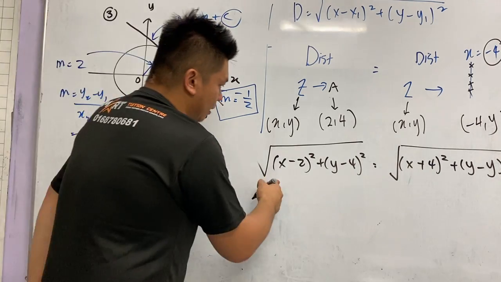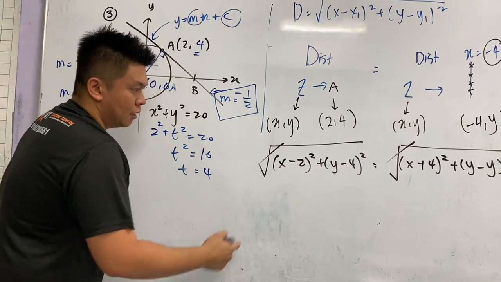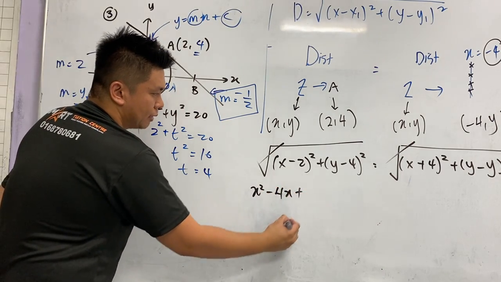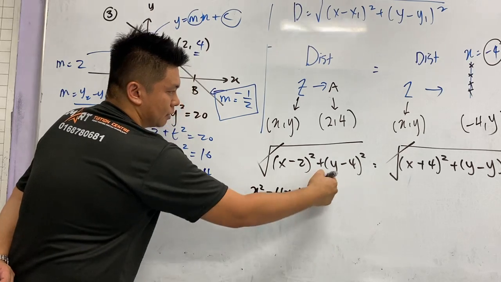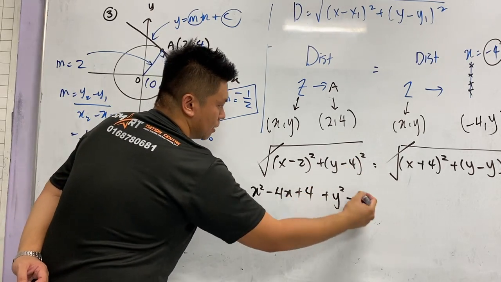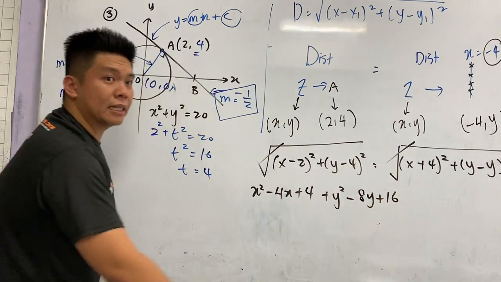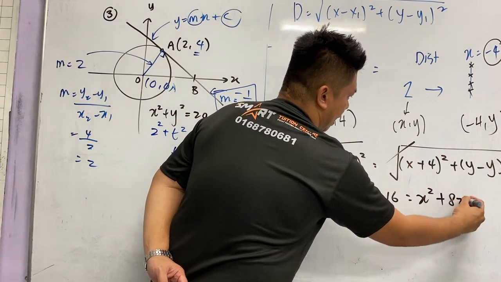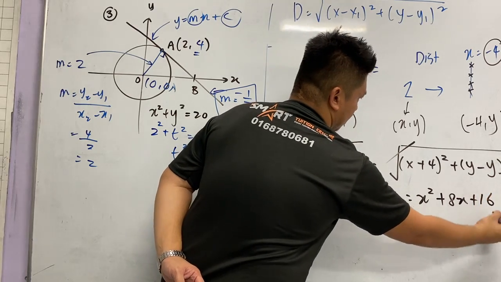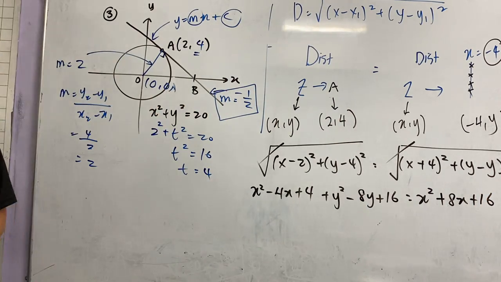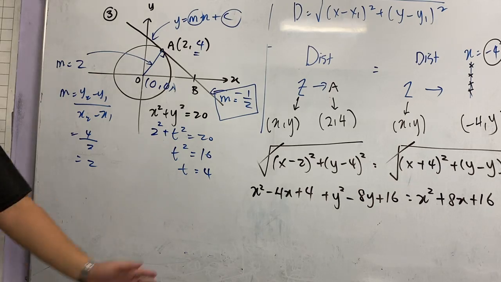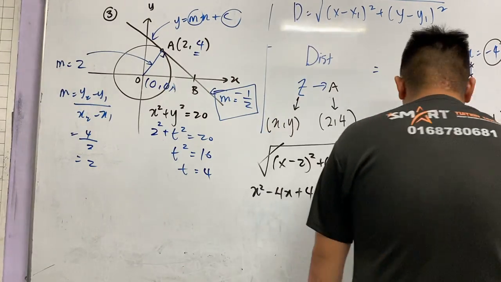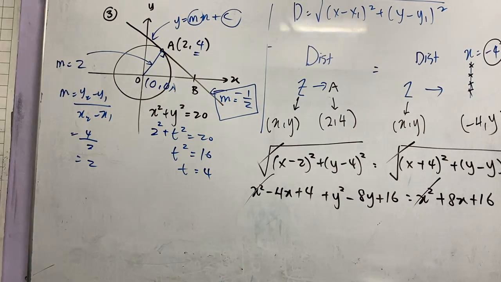Okay, so over here, tell me, square root potong tak? x square minus 4x plus 4 plus y square minus 8y plus 16 equals to x square plus 8x plus 16. That's it kan? Okay. Then dia pindah, solve it, simplify. Okay, x square hilang. Okay, 16 hilang.